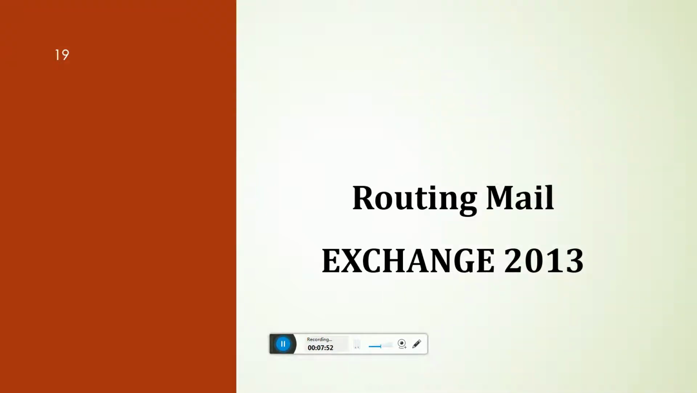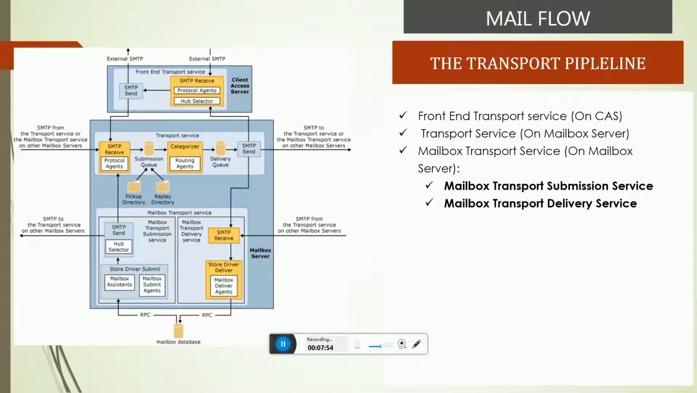Routing mail in Exchange Server 2013. This is the transport pipeline: the front end transport service on the CAS, and the transport service on the mailbox servers.